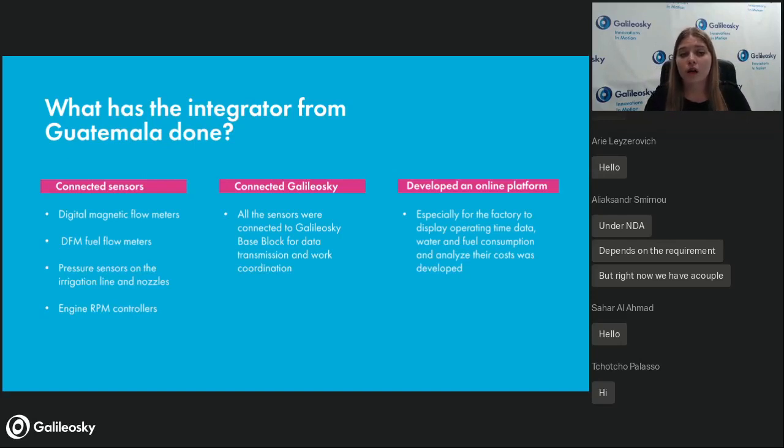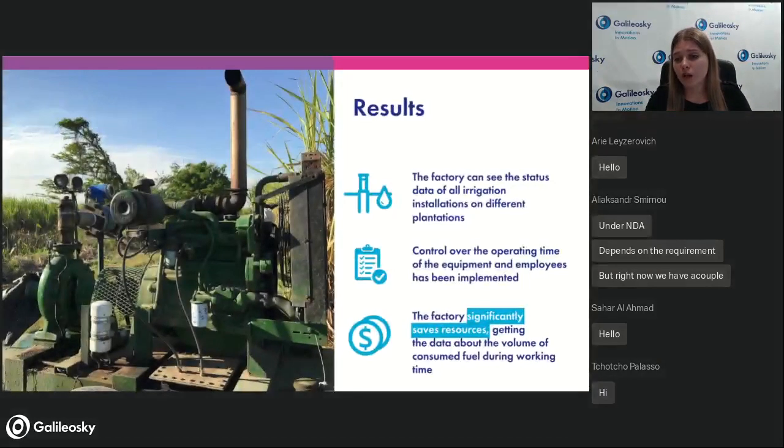As a result, when the project was implemented, the factory's management can monitor the status of all irrigation installations on different plantations in real time, and also always knows if equipment works on schedule, day and hours. In terms of engine speeds and pressure in the irrigation system, they optimize the equipment usage and do not overload and damage it as it used to be. Moreover, there is a significant fuel economy because the factory knows how much engines consume during working time.